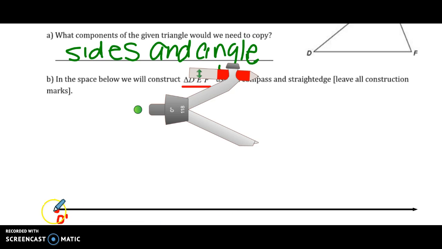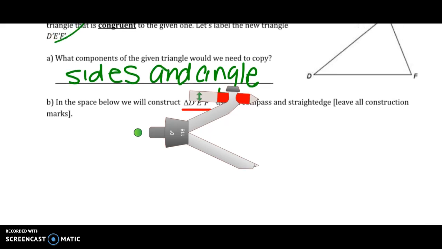So I've made my ray, I put an endpoint at my ray. I'm going to start with segment DF. You could have started with any segment you like. However, DF I feel is an easy place to start.